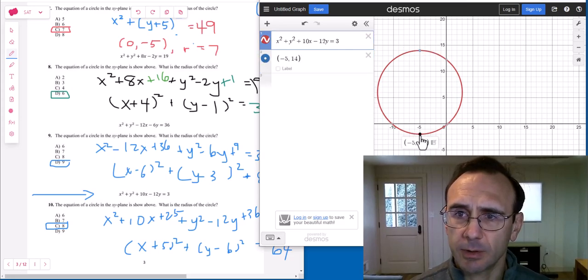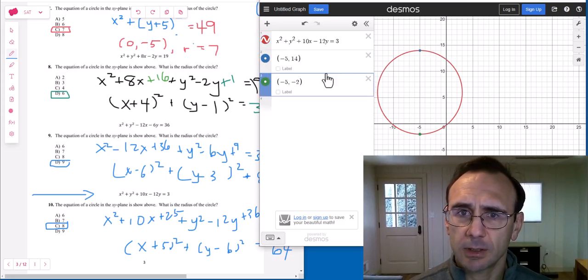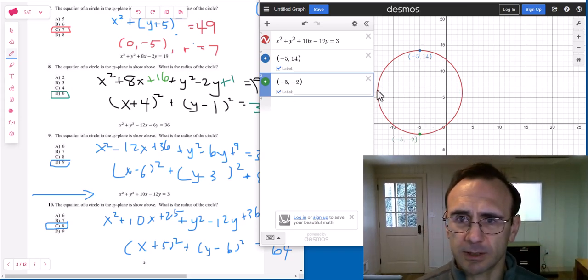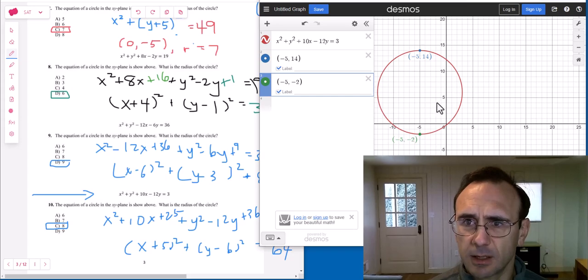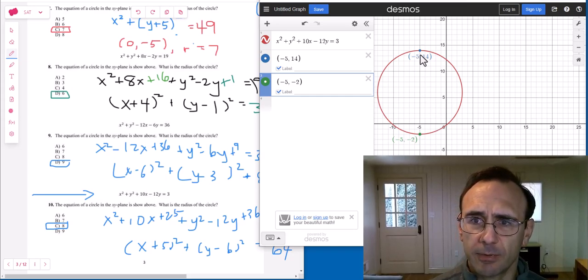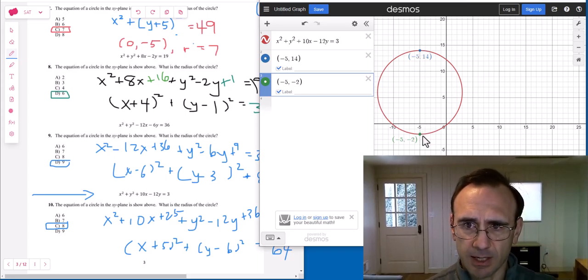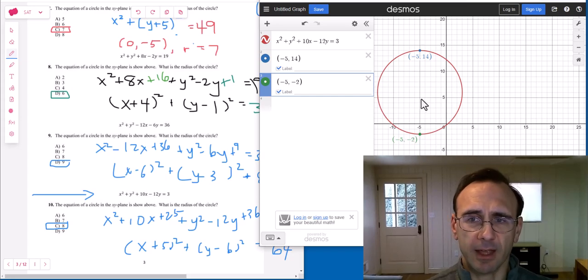Yeah, I guess it's not too bad to use Desmos. So you could make the point, you could pick the 2 vertical points. Those were kind of obvious because they were on the same line. So from 14 all the way down to -2, that's 16 units for the diameter. So the radius would be half that, or 8.